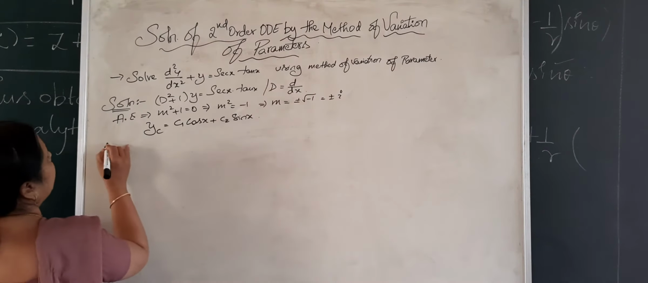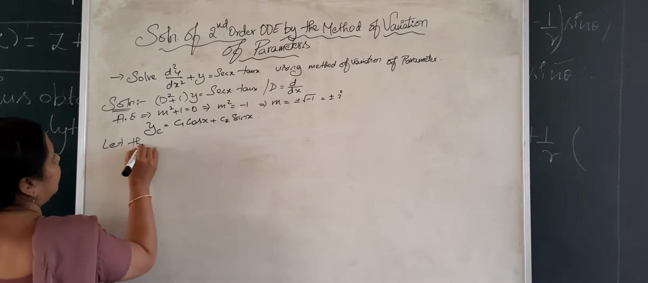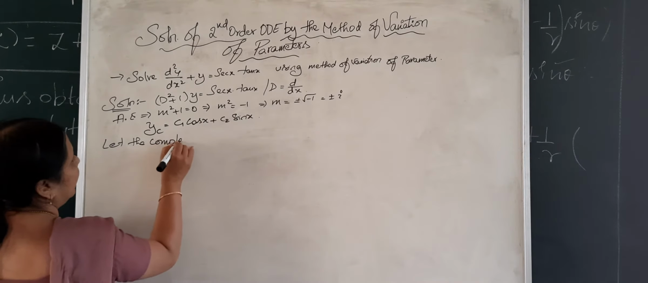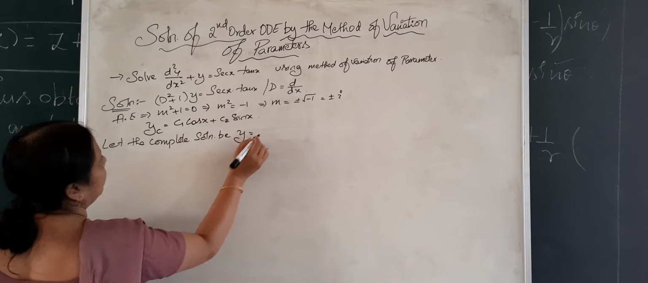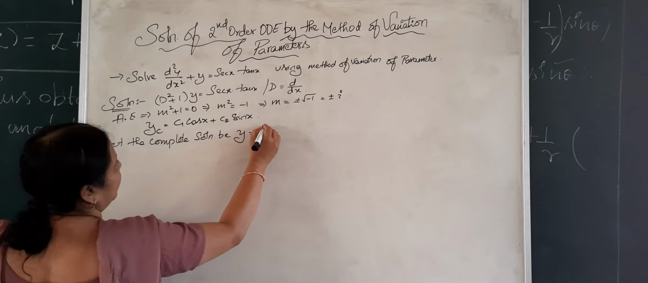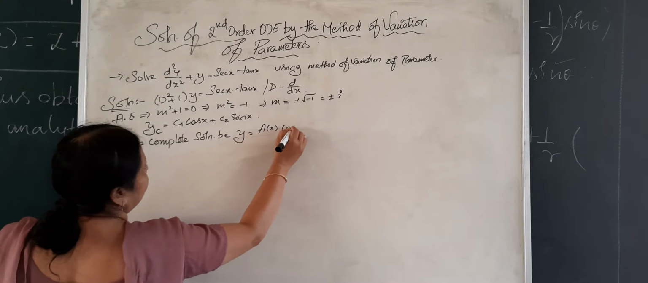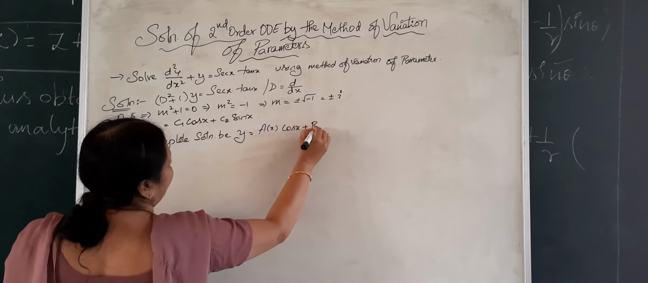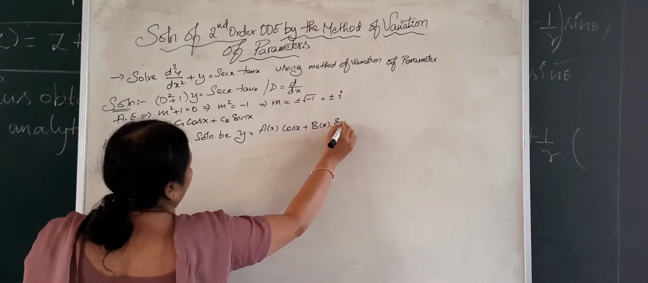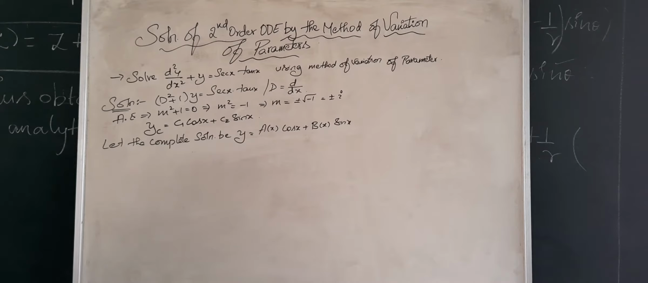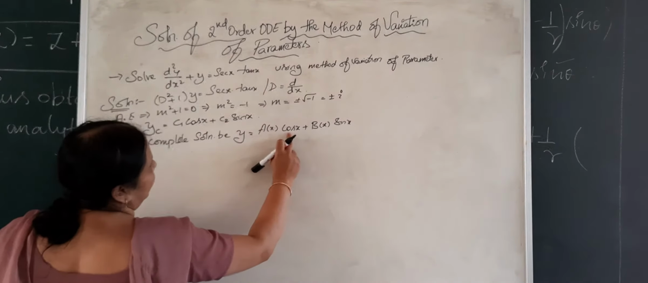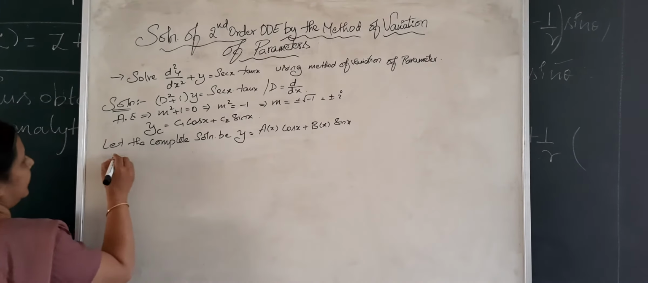Now, what will we do? Let the complete solution be y is equal to, instead of C1 and C2, we assume A of x cos x plus B of x sin x. And in the further procedure, you have to find what is A and what is B. Understood? So, what is our y1 and y2 here? y1 is cos x, y2 is sin x.